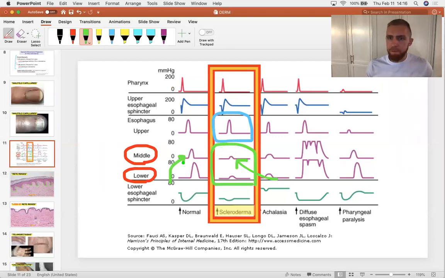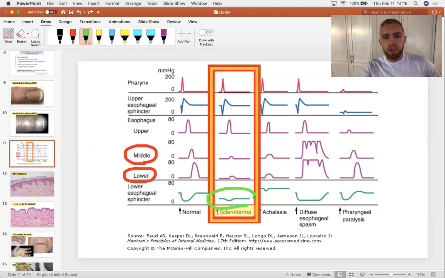So it's very tough for that smooth muscle to contract properly when it's stiffened by the deposition of collagen around it. So that's scleroderma. You'll see a lower esophageal sphincter pressure that will help you set it apart from achalasia, which is one column rightward here. Look at this. This is important.